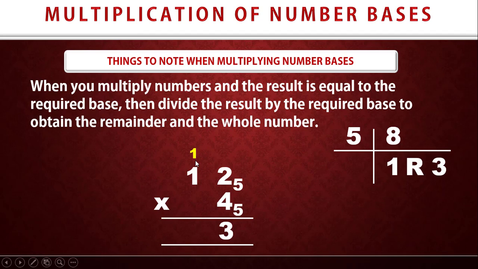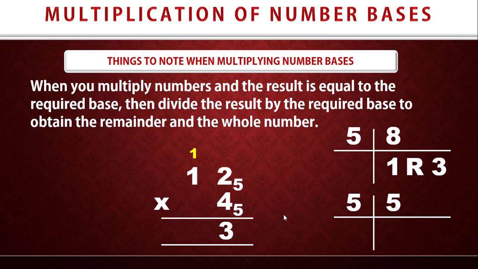So the 1 is there right now. Then we now have 4 multiplied by 1, that will give us 4. Then we add the 1 that we carried, which is the whole number: 1 plus that 4 will give us 5. So this is the main one that I'm talking about. The result that we obtain there is equal to the base. So what we need to do is take that result and divide it by the required base, so that we can obtain the remainder and the whole number.